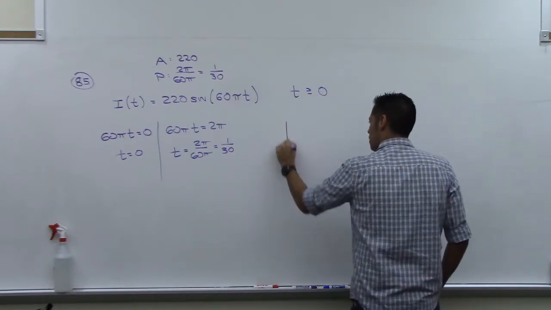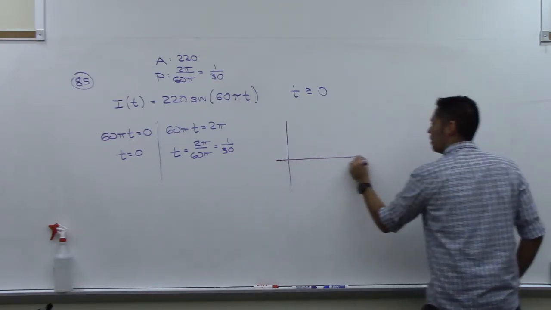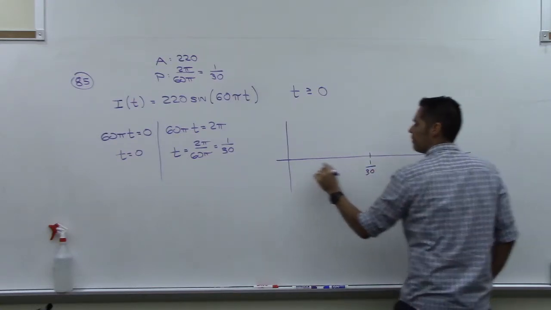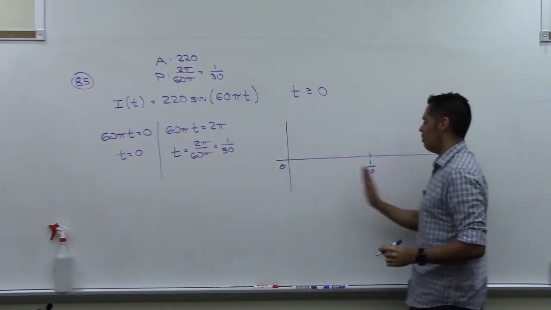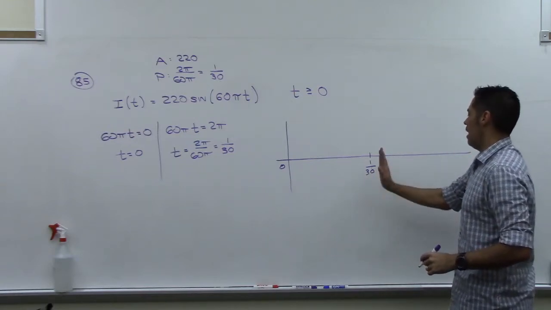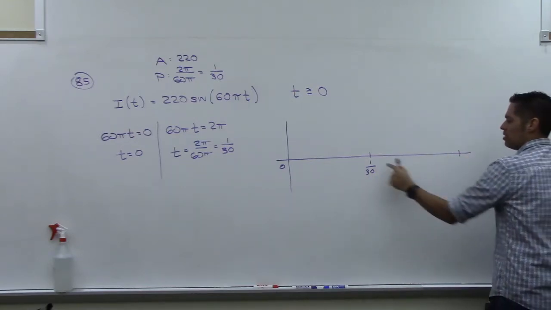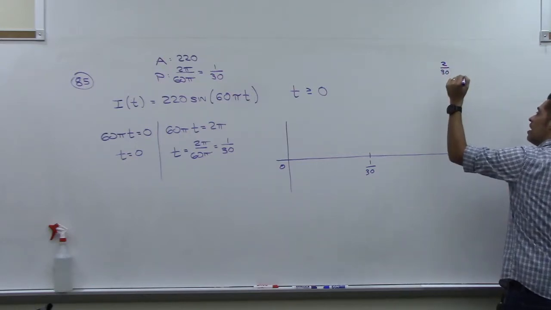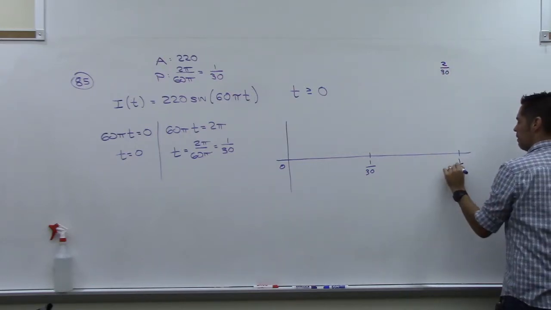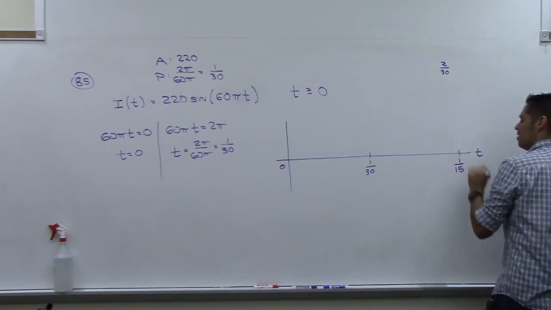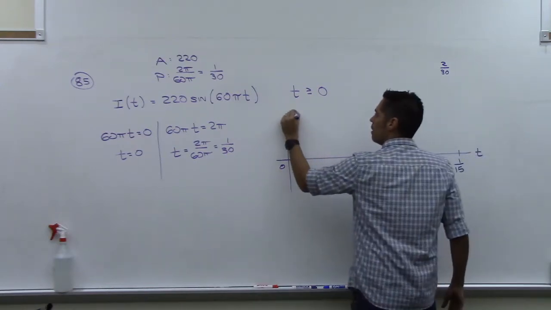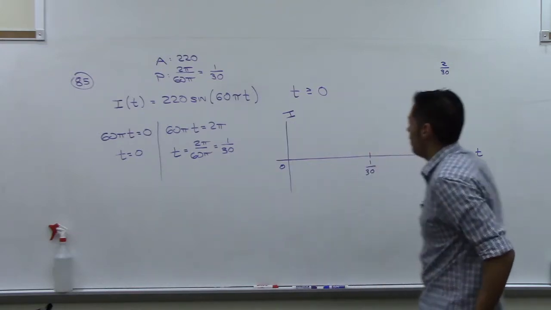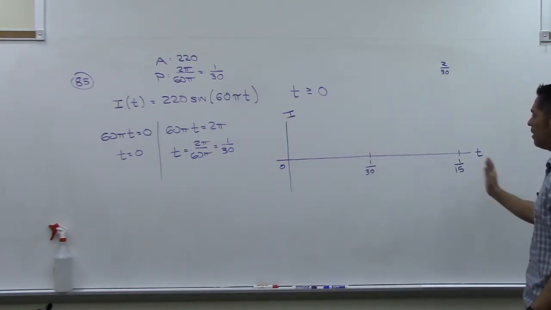Now I'm going to graph 2 periods, so let's pay attention to what I'm doing here. 1 period would be 1/30th. Here's 0, so 0 to 1/30th. Another period would be 2 of these, so 2/30ths, which is the same as 1/15th. This is t, this is time, right? And then I, which is current in amperes. All right, so that's going to be my 2 periods.